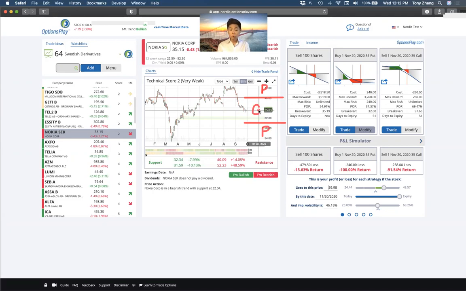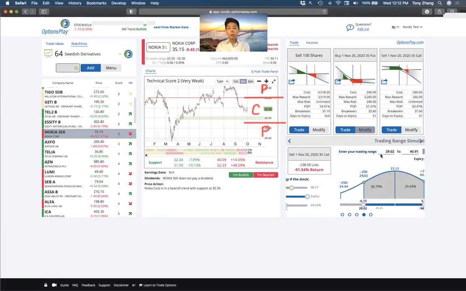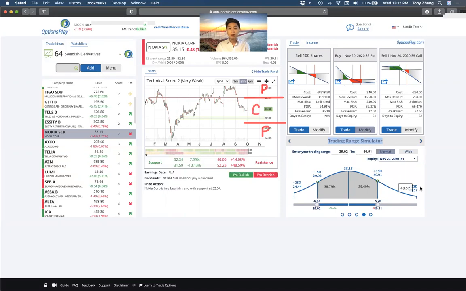And this is for November 20th, which is 51 days away. A lot of things can happen in 51 days, but what you can use is an understanding of the expected range of these strategies. And that's what the trading range simulator of OptionsPlay is designed to do. As you can see, the expected trading range is between 29 and roughly 41.